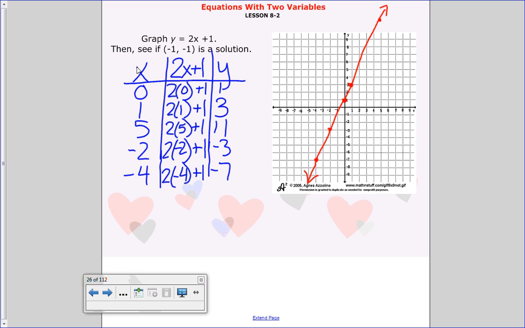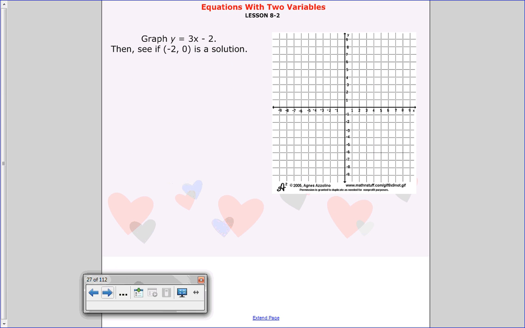The best way for me to do it is I actually like to put that number on it. So I go to -1, -1. And that would be right here. So is that a solution? And it sure looks like it is because it's on our graph. So in this case, I'd say yes. And there we go.